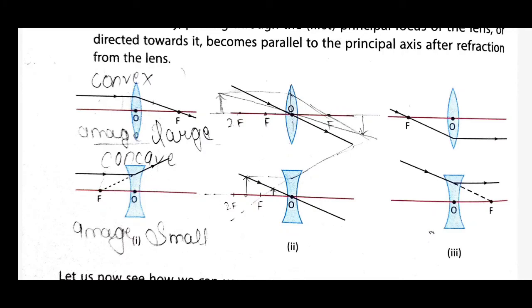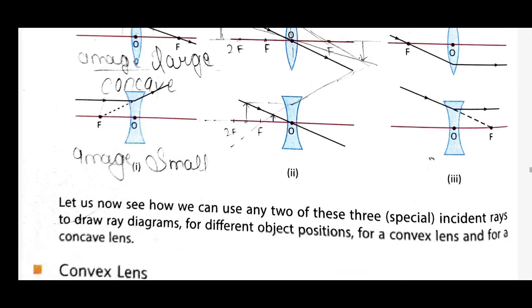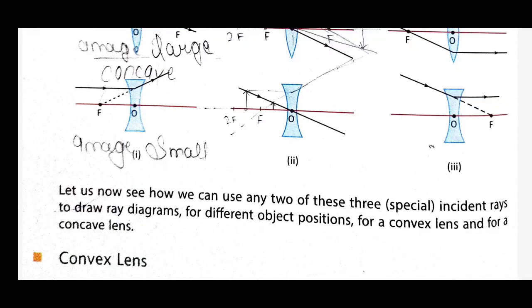So remember, first rule: if the ray is incident parallel to the principal axis, it passes through the focus after refraction. Second, if the ray is incident through the optical center, then it passes in a straight path without any deviation. And third, if the ray is incident through the focus, then it must be parallel to the principal axis after refraction through the lens.